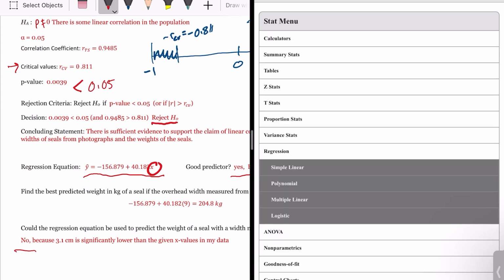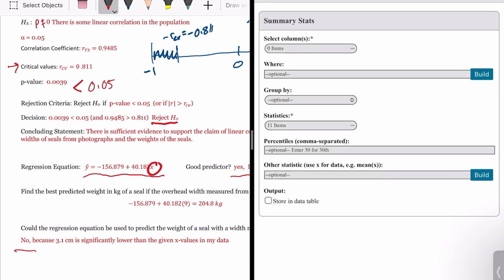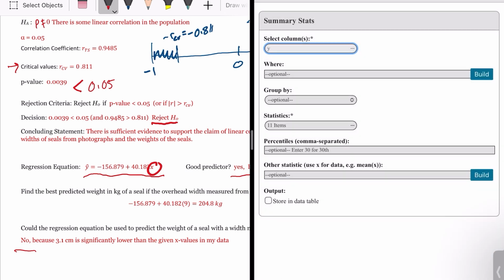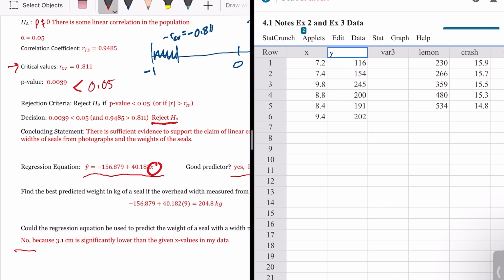So I would just go to Stat. Remember, we did this way back in Unit 1. Summary stats, columns, and I could just find the summary stats for my y column. Where's the button to push? All right, there we go. Then I would want to use that mean of 184.67, which is the mean of all of the y values.